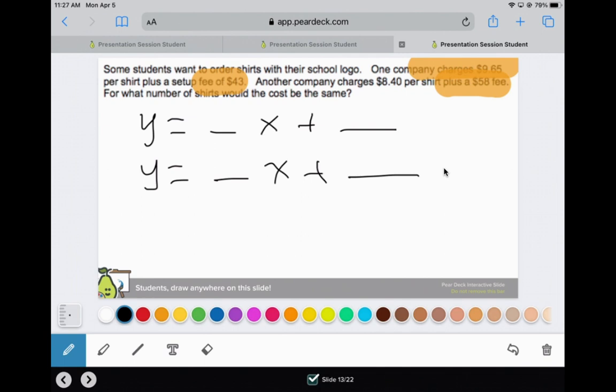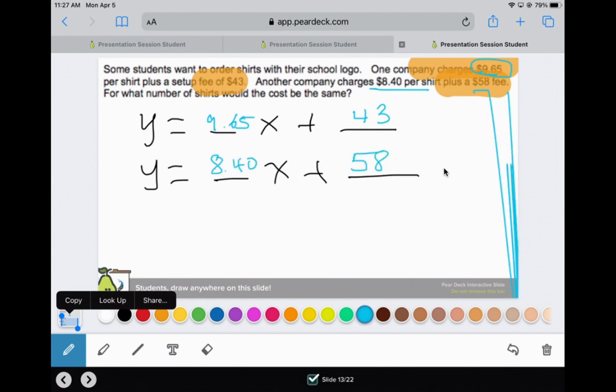Okay. So to set it up, the number by the x value is the rate. So I have the first rate, which is 9.65, and then the fee, which is 43. And then for the second company, they tell you 8.40, and the fee is 58. So that would be my setup.